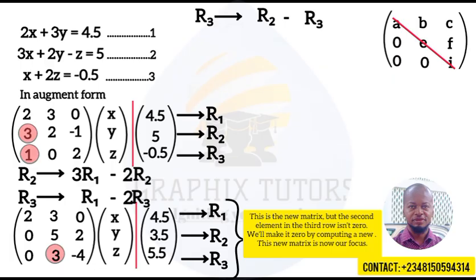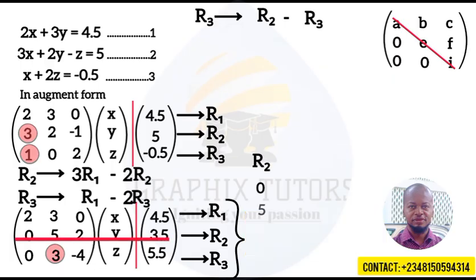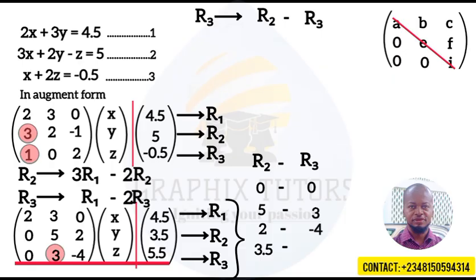Write out the value of R2, which is 0, 5, 2, 3.5, minus all the value of R3, which is 0, 3, minus 4, and what? 5.5. Right? So when you look at that very well, you discover that we are aiming at the second element in root 3, which is 3, right? So if you look at it very well, we need to make that element give us what?